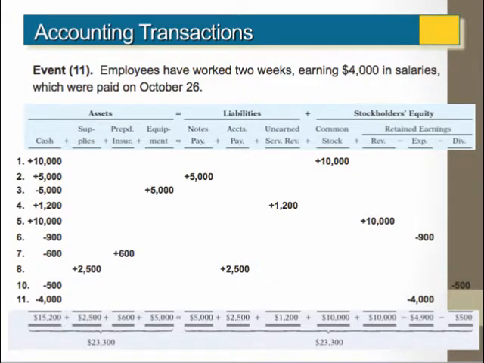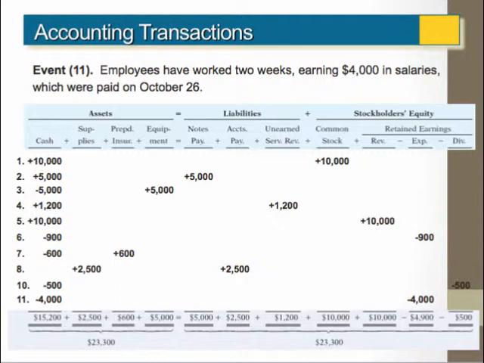Our final event is event number 11. Employees have worked 2 weeks earning $4,000 in salaries, which were paid on October 26. This transaction occurs in the month of October, and we decrease cash by the $4,000 because that's the amount that was paid out. Also, we recognize salaries expense in the expense column, and we decrease retained earnings for the $4,000.